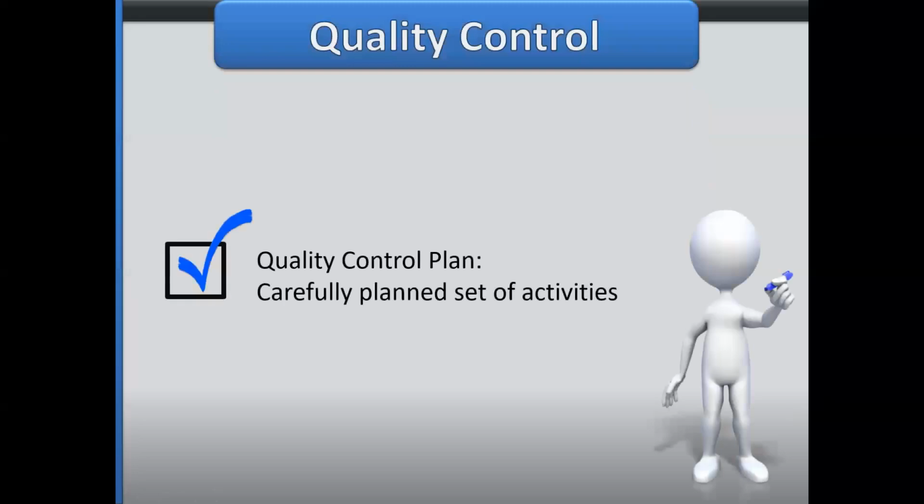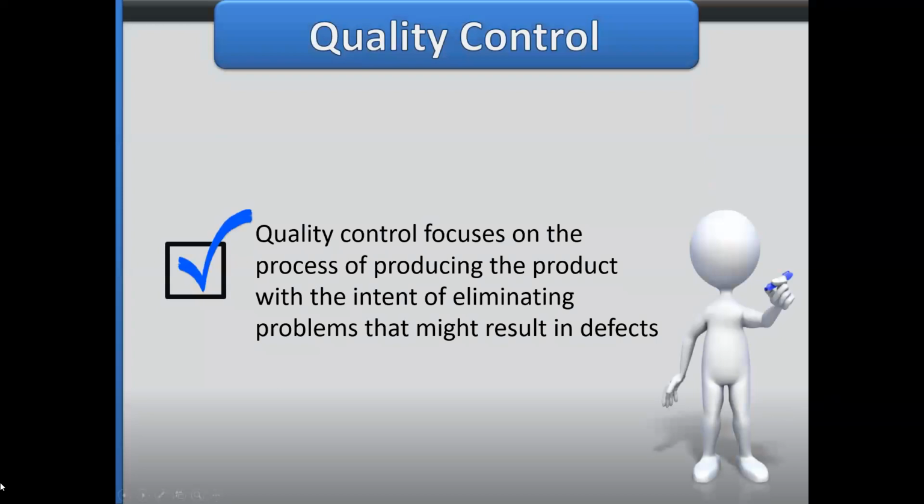This week we will discuss quality control in the cancer registry. It is essential that a cancer registry has a quality control plan. A quality control plan is a carefully planned set of activities to ensure that data is acceptable to be used. Quality control focuses on the process of producing the product with the intent of eliminating problems that might result in defects. And as we know, defective data is costly in many ways.